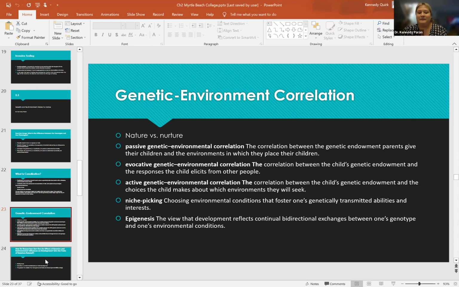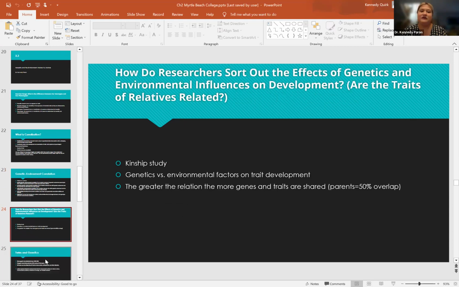We next talk about epigenesis. This is the view that development reflects conditional bidirectional exchanges between one's genotype and one's environmental conditions. So this is when the environmental conditions factor well with the genotypes that we are given. So how do you think researchers sort out the effects of genetic and environmental influences on development? So are the traits that we receive related?